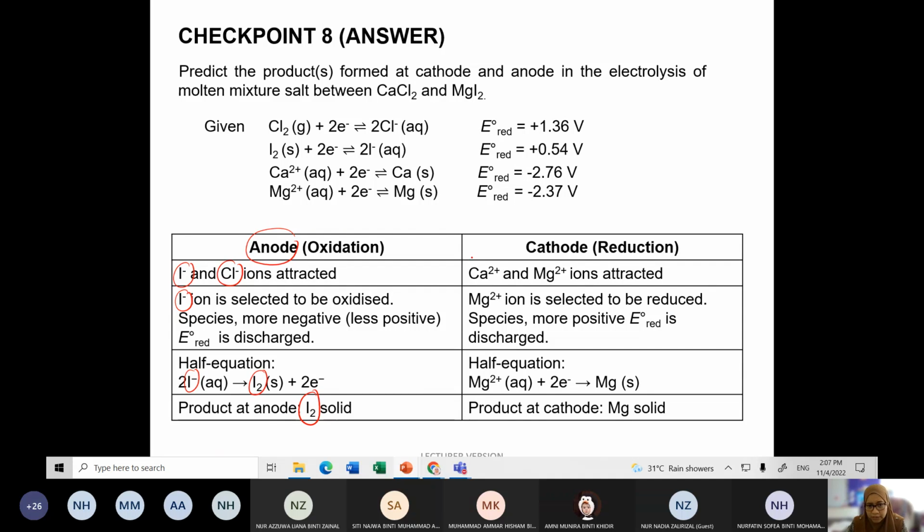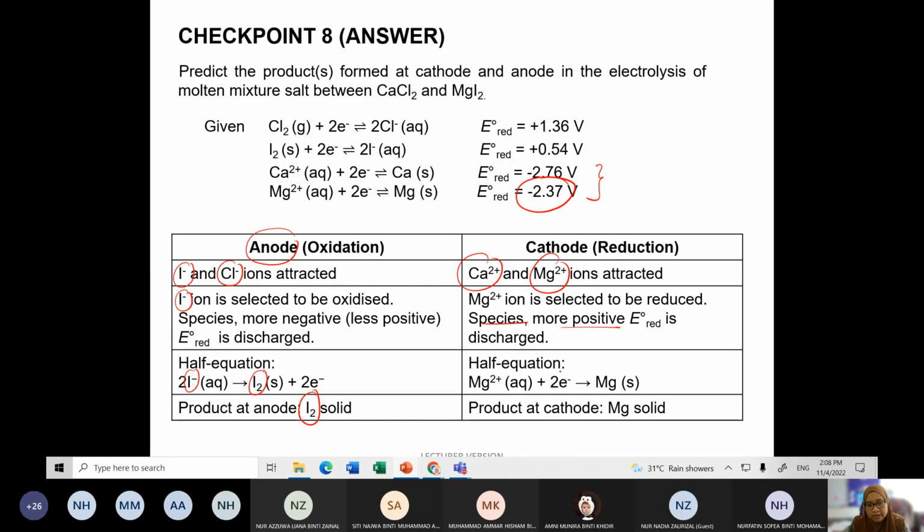As for the cathode, these two cations will be attracted to the cathode. However, the one that will be selected will be the species having the more positive E0 reduction. So in this case, we have these two. Which one has the more positive value? This one. This is more positive than negative 2.76. So it will be selected and will be discharged.